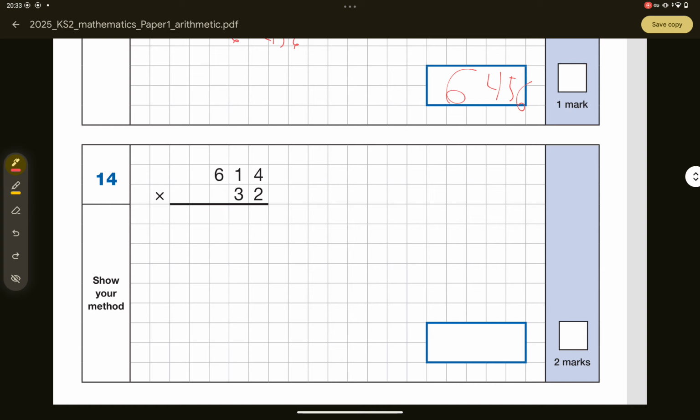A 2-mark question. Now, for these ones, if you get the correct answer and show your method, like it says here, you would get the mark.